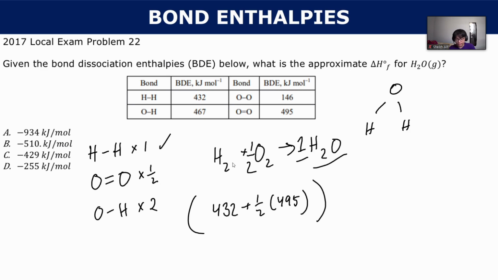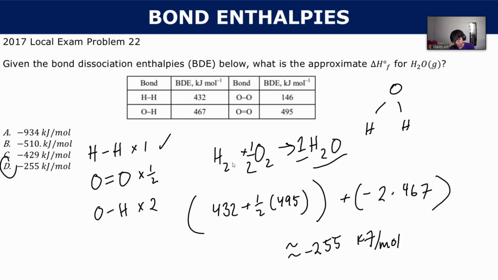And now we add that to the bonds that are formed. It's going to be a negative value, and it's going to be 2 times the OH value, which is 467. Now, if you were to calculate this, you would get roughly negative 255 kilojoules per mole. And that is answer choice D, which is the correct answer.